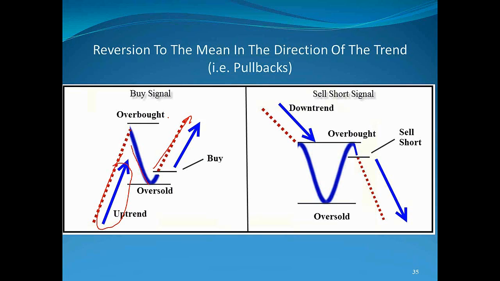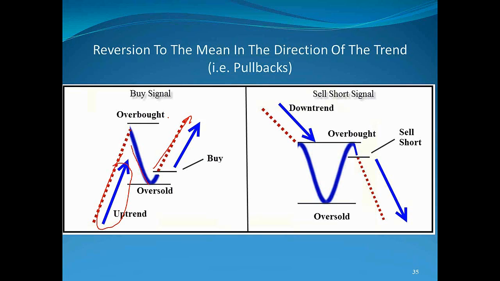I'm not a big fan of reversion to the mean trading in and of itself because those people will tell you, well, if a market drops 10%, you should buy it. What if it drops 15%? Well, you should buy even more. What if it drops 20%? Well, you should buy even more. Because eventually it's going to come back. It's going to bounce. Well, eventually doesn't always happen.